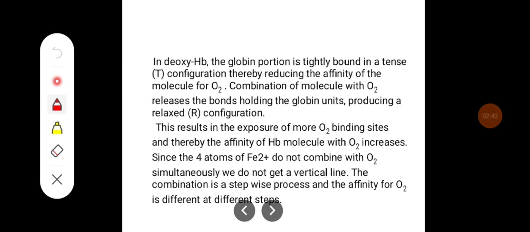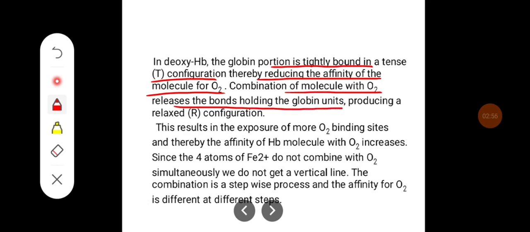In deoxyhemoglobin, the oxygen portion is tightly bound in a tense configuration, thereby reducing the affinity of the molecule for oxygen. Combination of the molecule with oxygen releases bonds holding the globin units, producing a relaxed state of configuration. This results in exposure of more oxygen binding sites, and thereby the affinity of the hemoglobin molecule for oxygen increases.